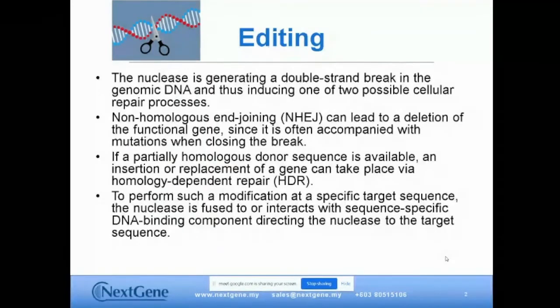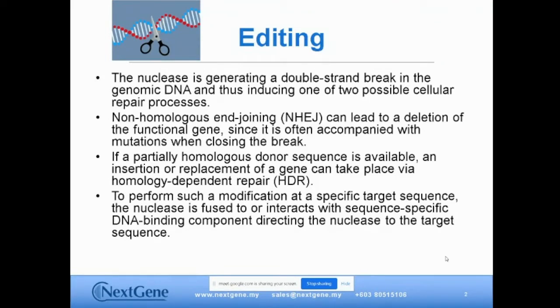Okay, so the nuclease is generating the double-stranded break in the genomic DNA, thus inducing one of the two possible cellular repair mechanisms. The first one is what we call non-homologous end joining, NHEJ, that will lead to a deletion of the functional gene, since it's often accompanied by mutation when closing the break during the repair.